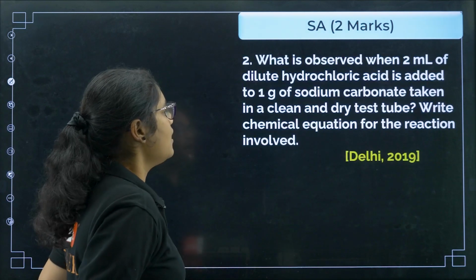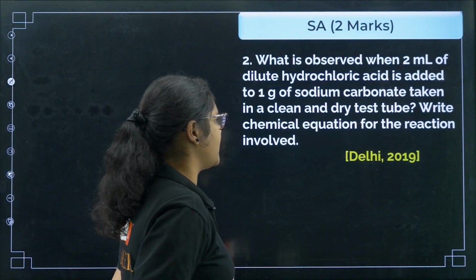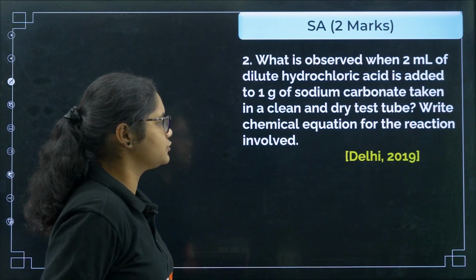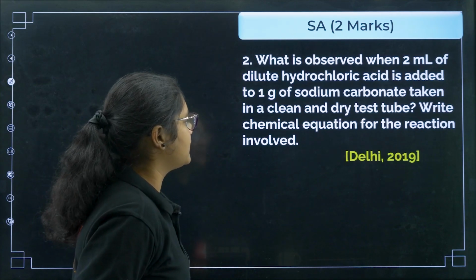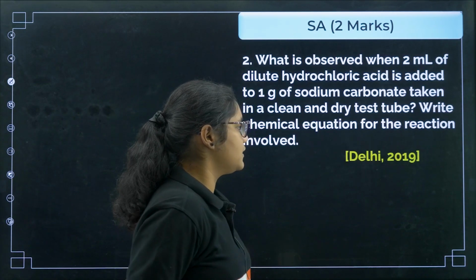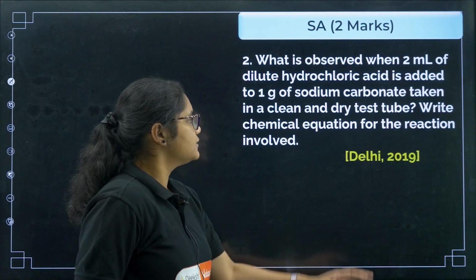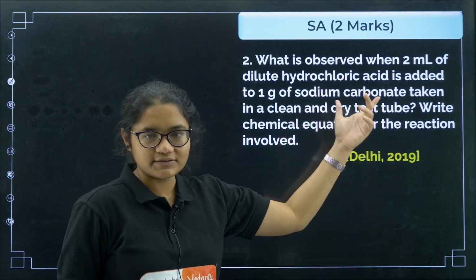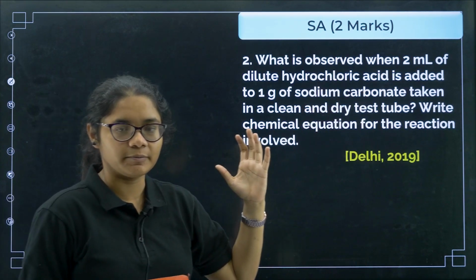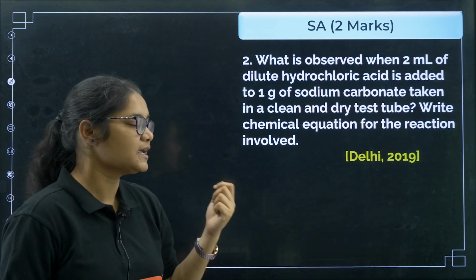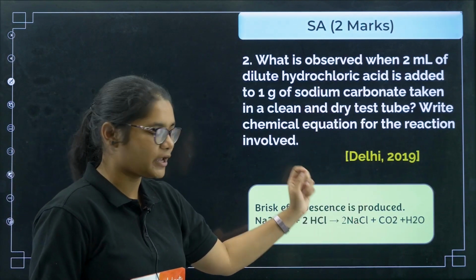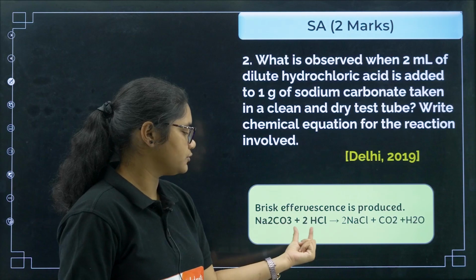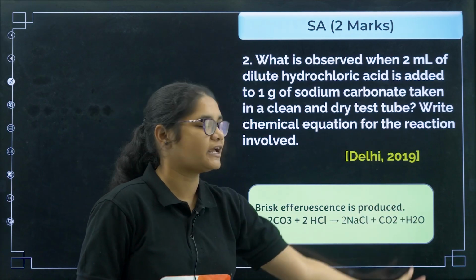Next question. What is observed when 2 ml of dilute HCl is added to 1 gram of sodium carbonate taken in a clean and dry test tube? Write the chemical equation for the reaction involved. So you have acid and carbonate, so definitely carbon dioxide gas will be produced, and what will you observe in this case? You will observe effervescence, and the reaction Na2CO3 plus HCl will give you salt, carbon dioxide and water.